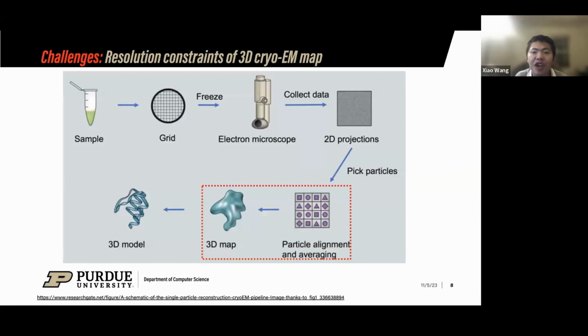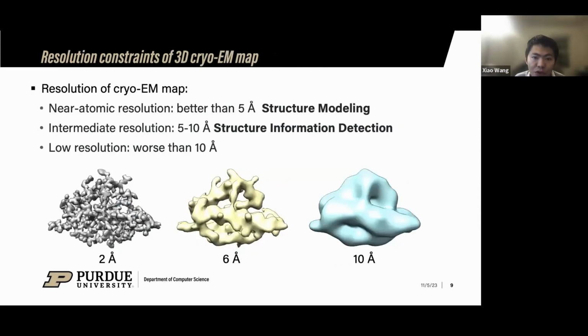But there is a big challenge for determining structures from cryo-EM maps. The challenge is the resolution constraints. When we get those 2D projections to 3D maps through the particle picking process and particle alignment and averaging process, we encounter some difficulties, since some regions may have limited 2D projections and some 2D particle alignment is not so successful. That causes different resolutions in the 3D EM maps.